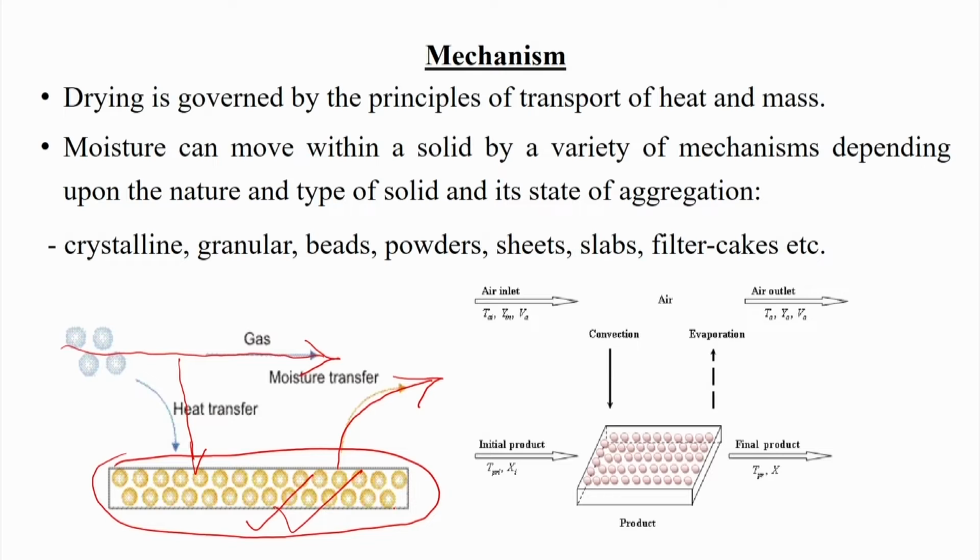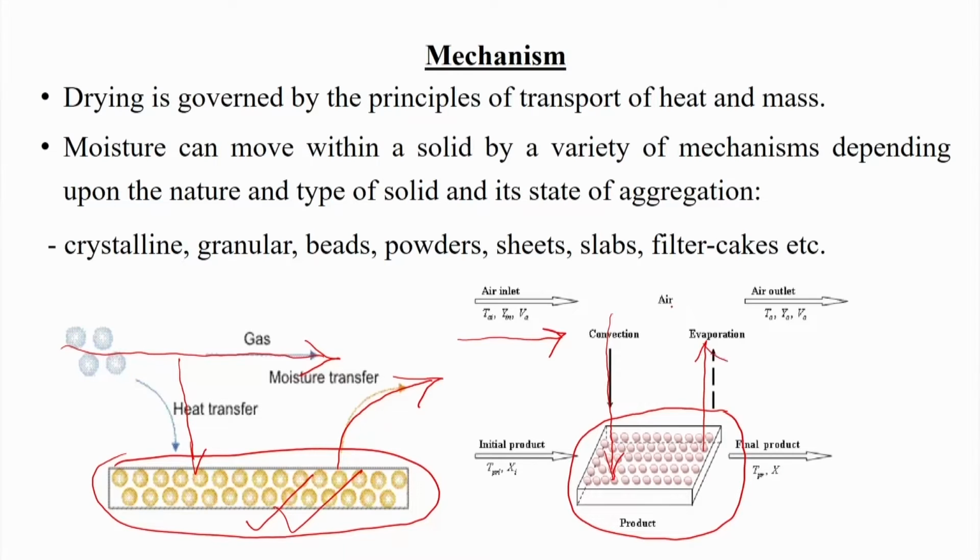Here it is schematically shown that a particular product we want to dry is placed in a tray, and air is entering with a temperature T_AI, the initial temperature, with humidity Y_I, and air velocity V_A. Then, due to convective heat transfer, heat will be transferred from the hot air to the wet solid, and evaporation will take place.